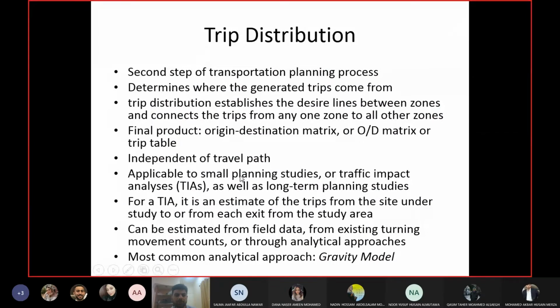Trip distribution is applicable to small planning studies as well, which we also call traffic impact analysis. This is analysis which is done for single facilities. Even in that case, trip distribution is done. If you go back and see the procedure for traffic impact analysis, you will see trip distribution in there. And obviously we do it in long-term planning studies as well. That's why we are discussing it here as part of the travel demand forecasting model. So whether you are doing planning for short-term or long-term, trip distribution is a part of it.